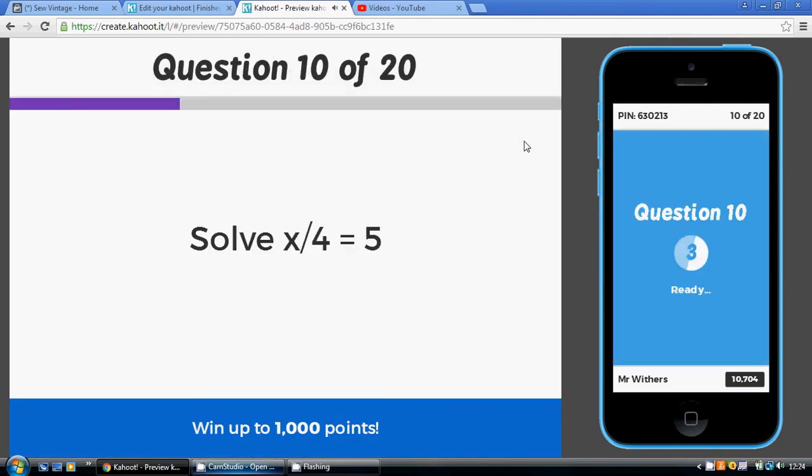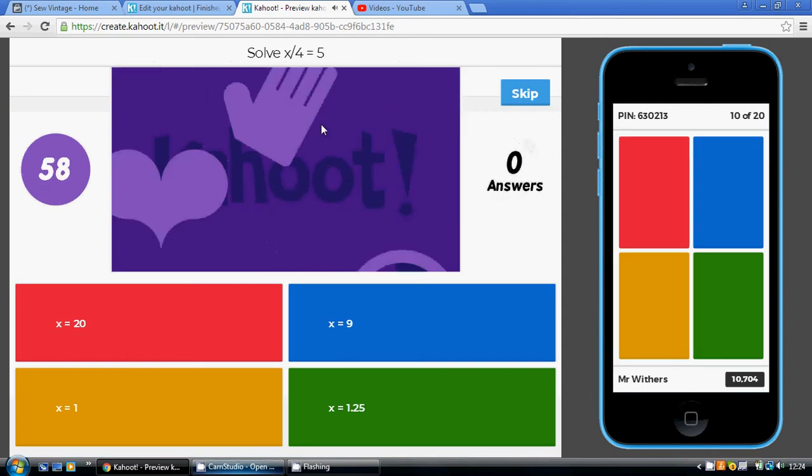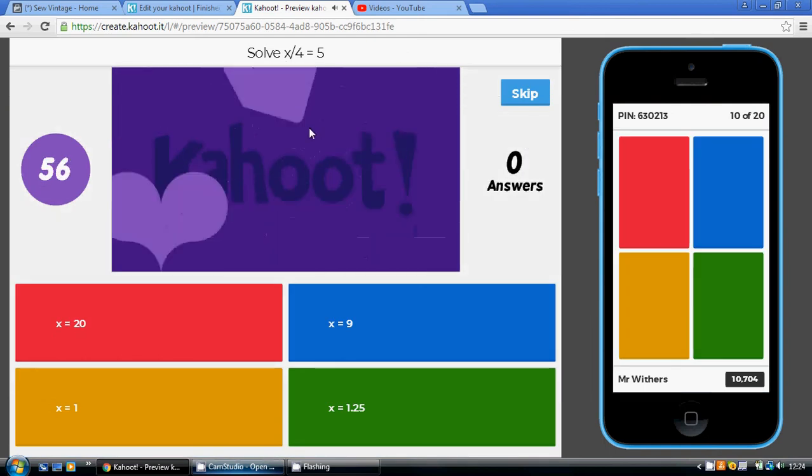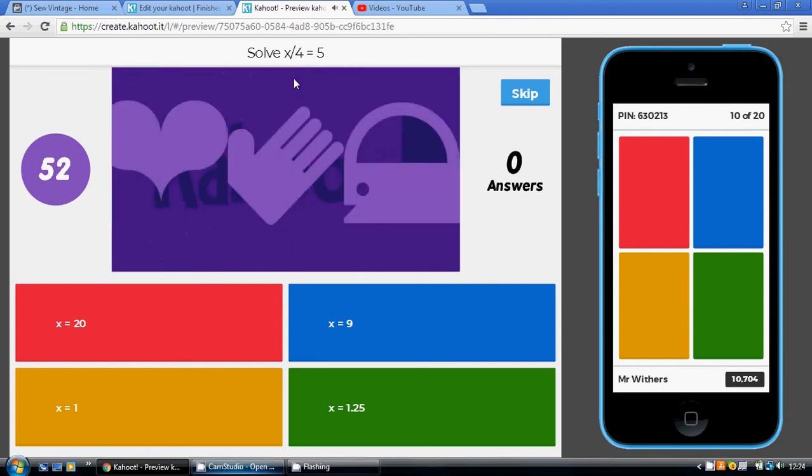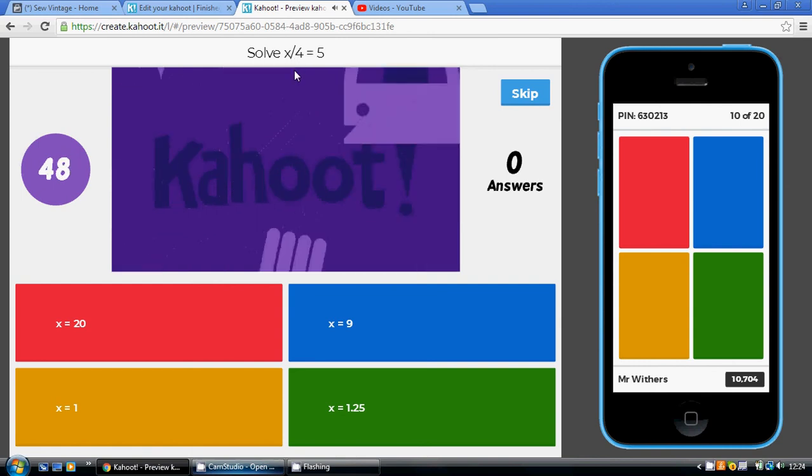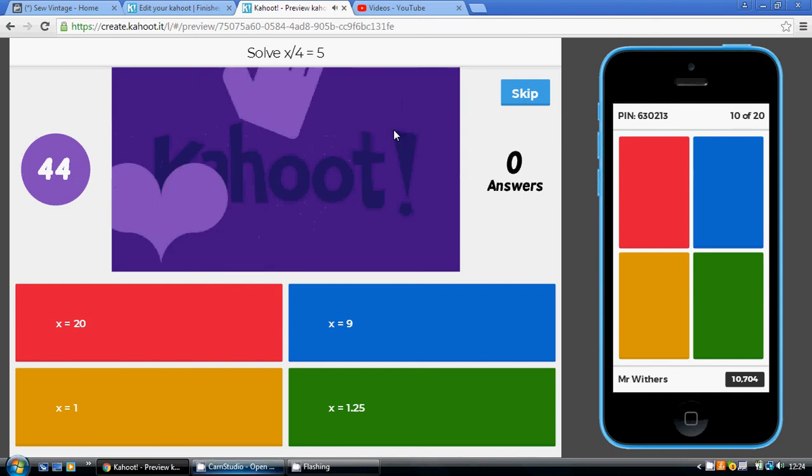Now, just be careful here. What number divided by 4 equals 5? So again, you can probably just do it by understanding your tables. 20 divided by 4 is 5. But again, formally, how do we undo a dividing by 4? We multiply both sides by 4, 5 fours are 20. So the answer is red.